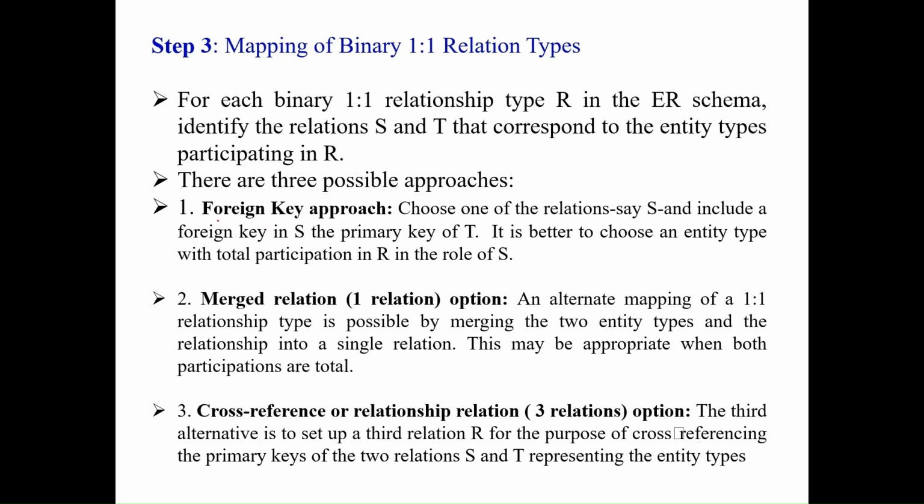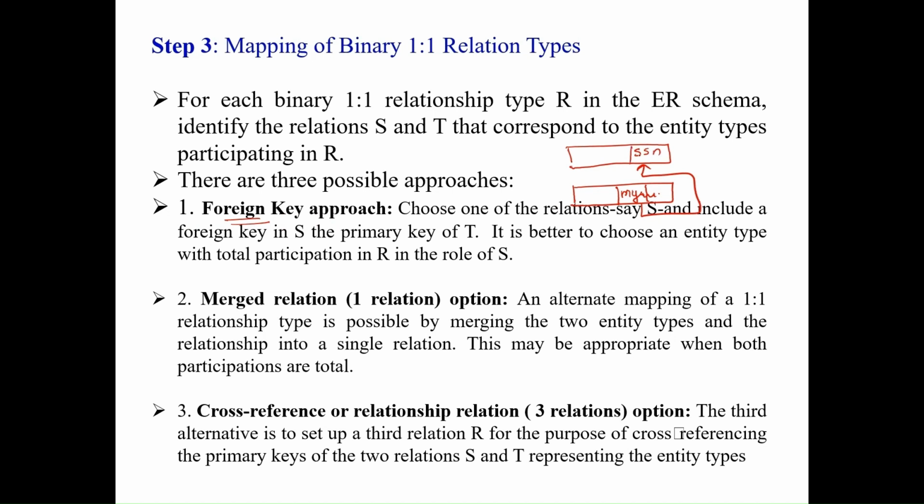So first, we have understood the foreign key approach. Add the primary key of one table as a reference key in another table. Here MGR SSN is one of the attributes which we have added, which refers to the primary key of another table, that is SSN in the employee table.